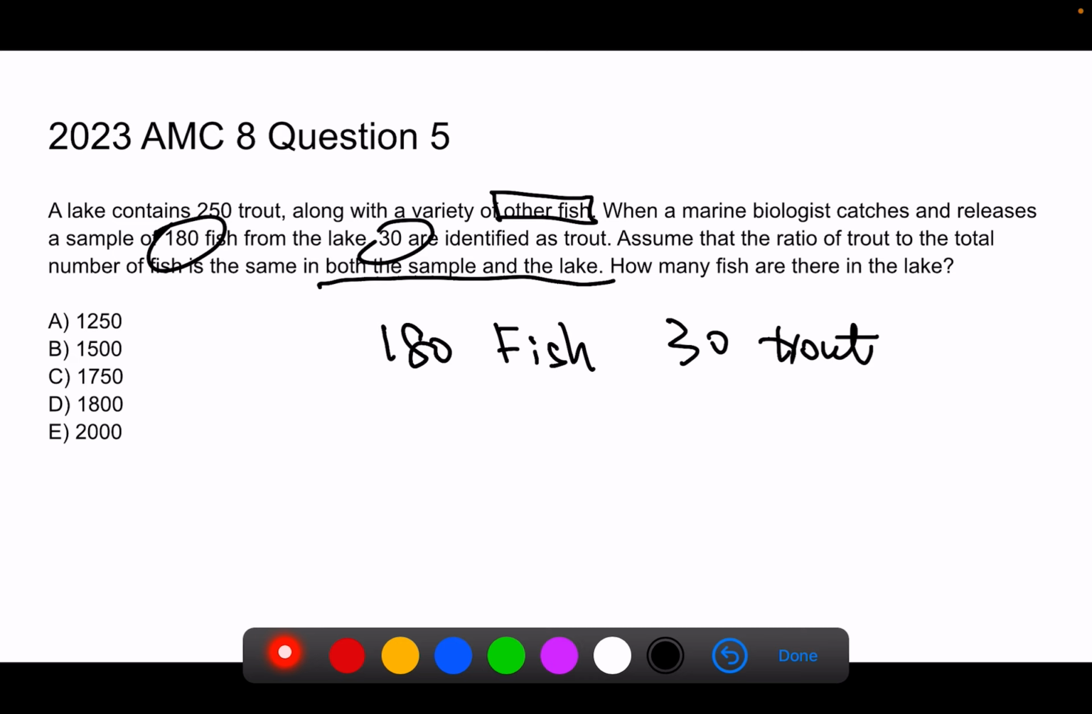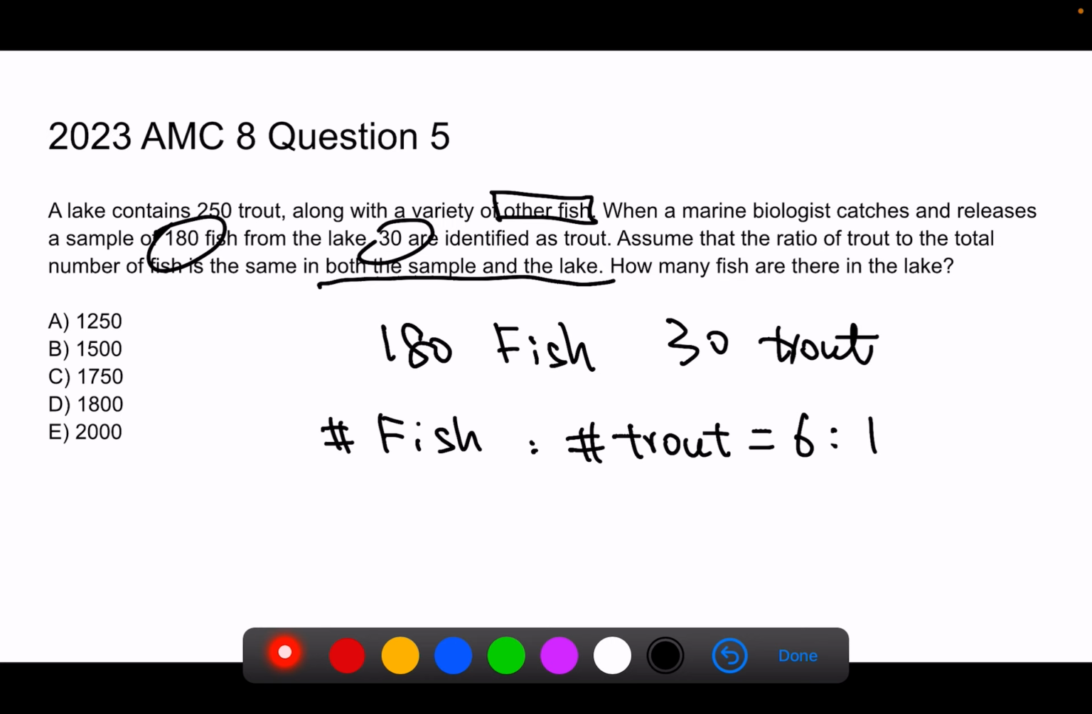Now this becomes a proportion question. Trout versus fish is 30 to 180, or what you can see is it's 1 to 6. I would say fish total versus trout is 6 to 1. So for every one trout, there are 6 fish altogether, including that trout.